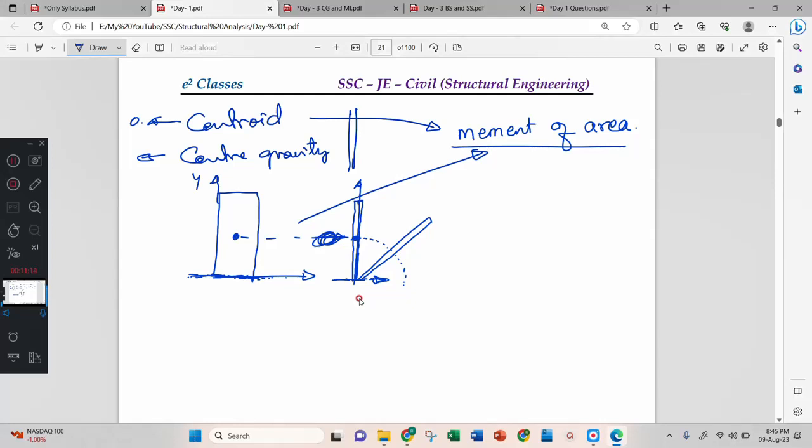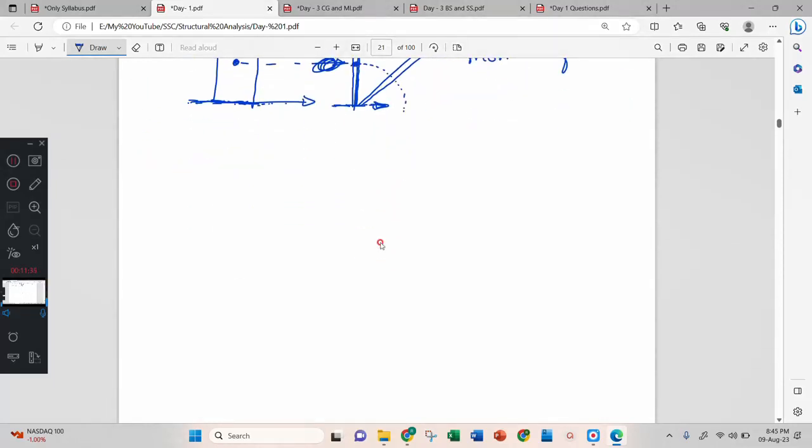Moment means rotation. Moment of area, that is centroid, or moment of mass, that is your center of gravity. Moment of mass is center of gravity, and moment of area is centroid. Right? Now we will be having another effect, that is moment of inertia.